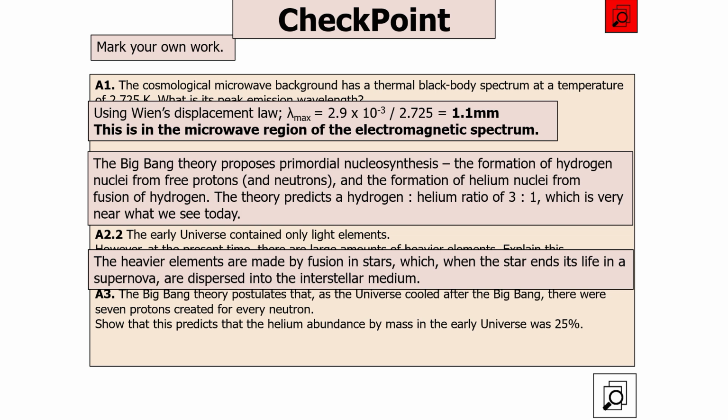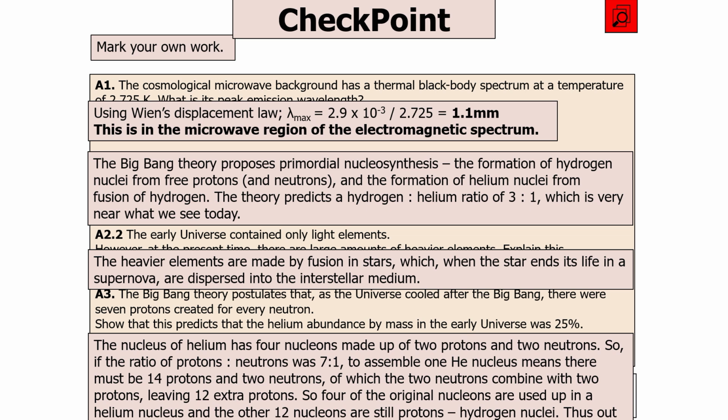Now in the last question, the nucleus of helium has 4 nucleons made of 2 protons and 2 neutrons. So if the ratio of protons to neutrons was 7 to 1, to assemble 1 helium nucleus means you'd be needing 14 protons and 2 neutrons, of which 2 neutrons combine with the 2 protons, leaving 12 extra protons. So 4 of the original nucleons are used up in the helium nucleus and the other 12 are still protons, so they become hydrogen nuclei. So therefore you get your proportions.